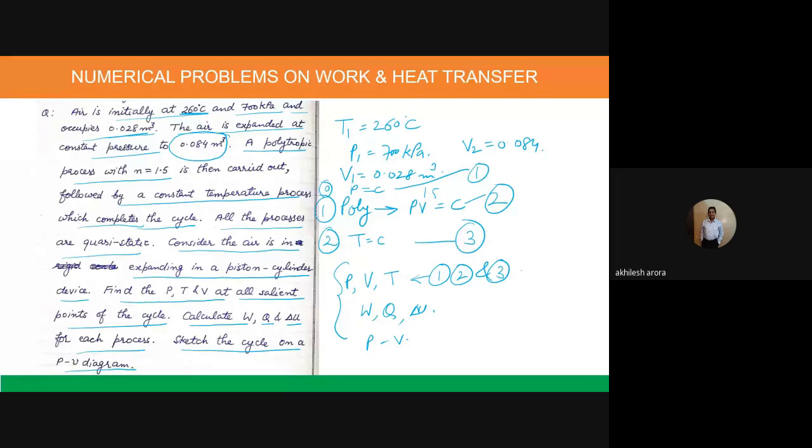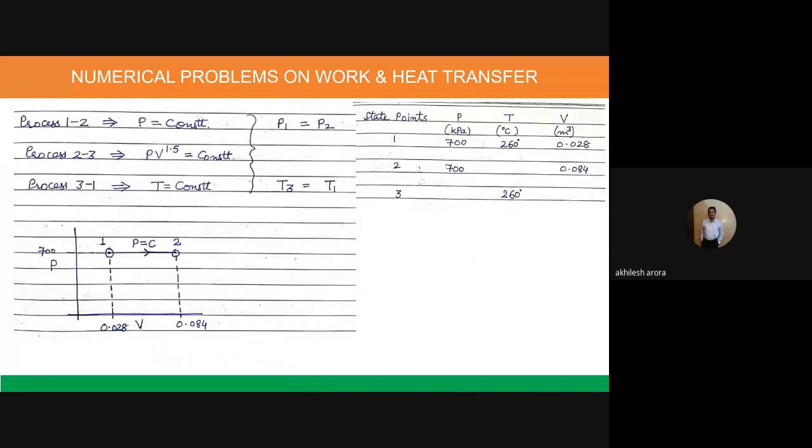So let us draw a table for this. Here what I have done is I have made a table first of all. Now what is the process 1 to 2? It is a constant pressure process. Process 2 to 3 is a polytropic process with the value of n equal to 1.5, PV to the power n equal to constant. The third is the process 3 to 1. In this process, temperature T is equal to constant.